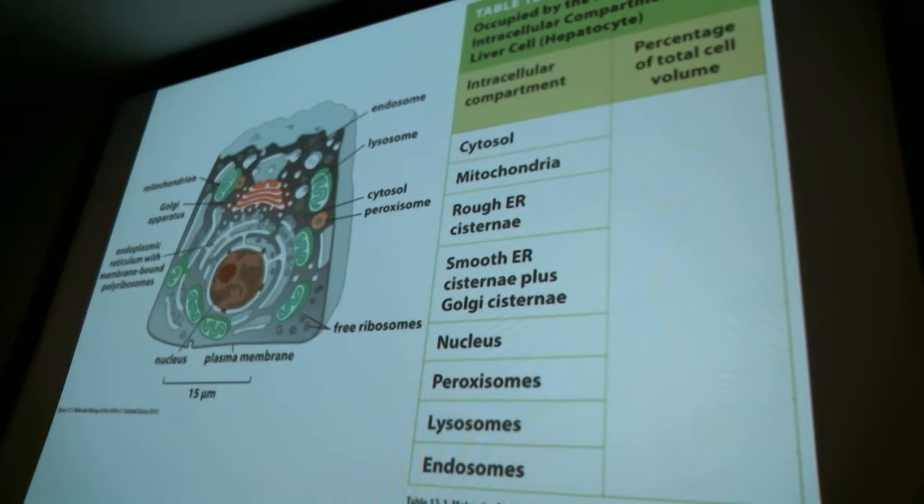Mitochondria. Mitochondria, good. You don't get this one. And why is it that mitochondria occupy so much space in terms of volume?